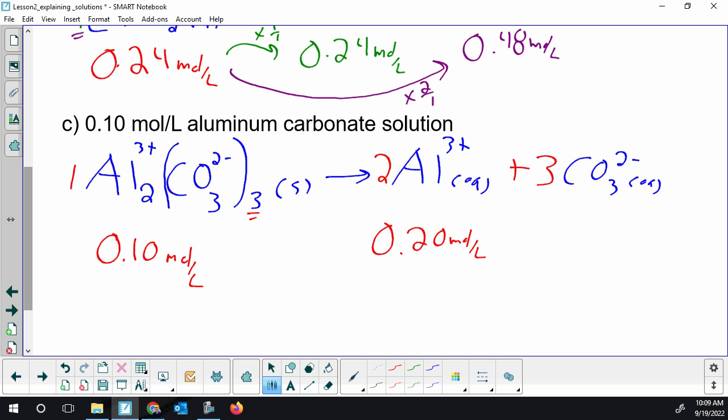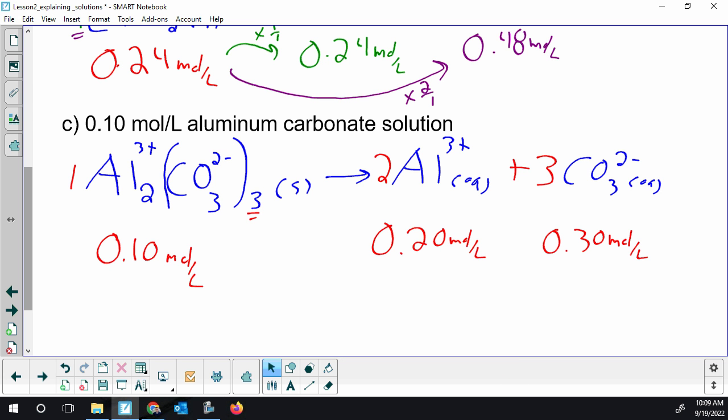The carbonate is 3 compared to 1 coefficient at the beginning. That's a triple. So you triple the original formula unit. So 0.2 of aluminum, 0.3 of carbonate. Okay. And you're not going to get anything more complicated than a subscript on both.